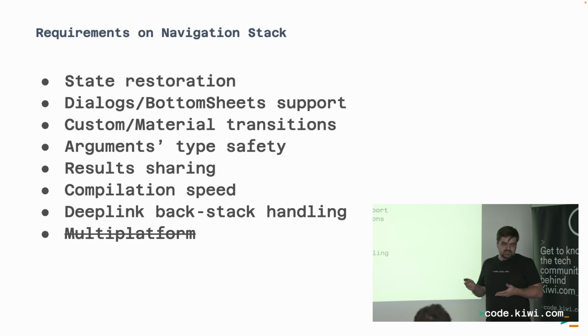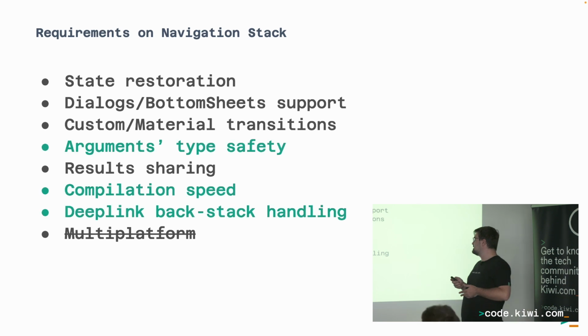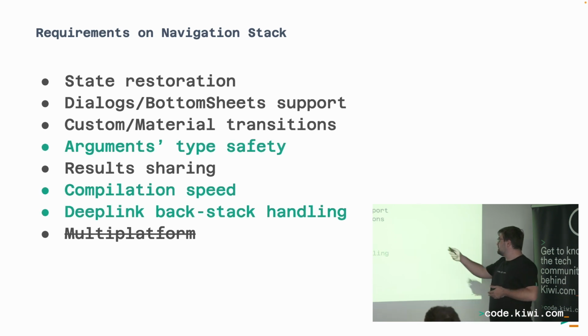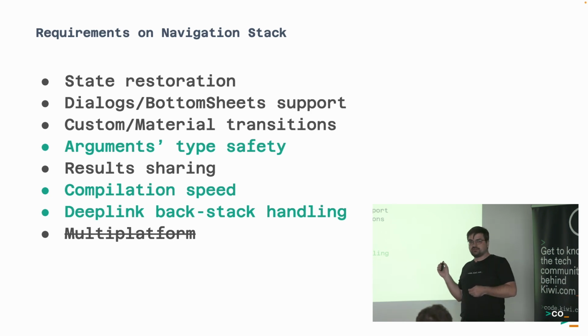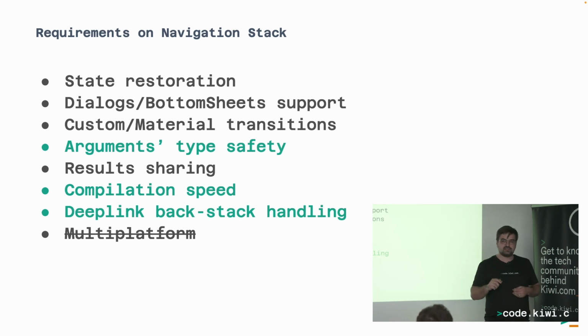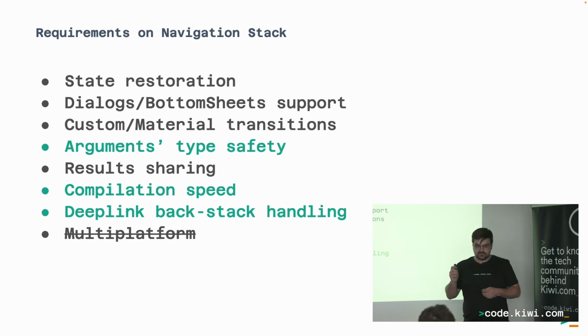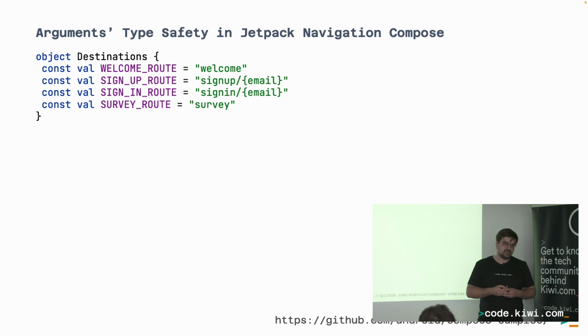And the main topic here, why we are here today, is the argument type safety. So this is missing, and we will cover this. I will also be talking about compilation speed and deep link backstack handling, because these are quite important things for us as well. I won't cover multi-platform, not because it's not important, but because we don't need it. This is not our requirement, at least for now at Kiwi. So let's get into it.